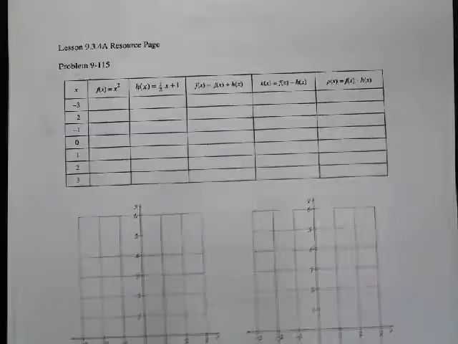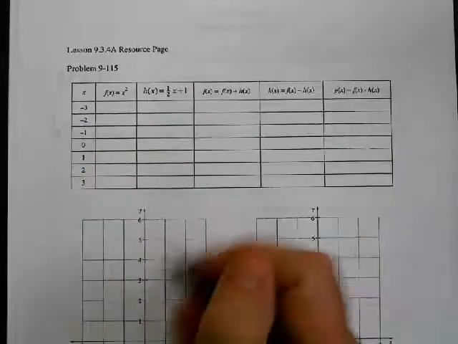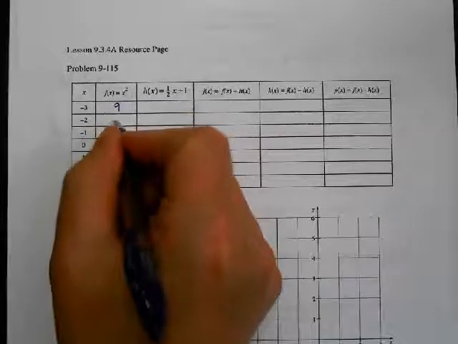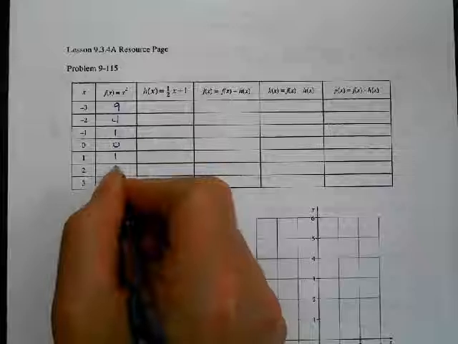Part A says I'm going to fill in f of x and h of x and then graph them. All right, so if I plug in -3, -3 squared is 9, -2 squared is 4, -1 squared is +1, then 0, then 1, 4, 9.